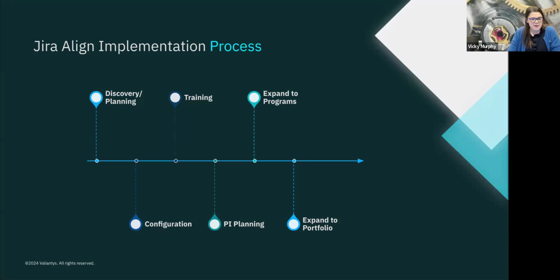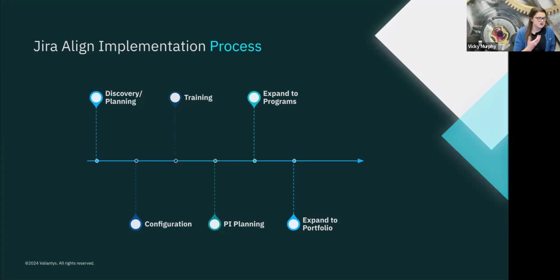Whenever we are talking about Jira Align, a common question we get is, what does an implementation of Jira Align look like? And typically, an implementation will be around 3 to 6 months to launch that first program or team of teams. In that time, we'll be going through these general phases.